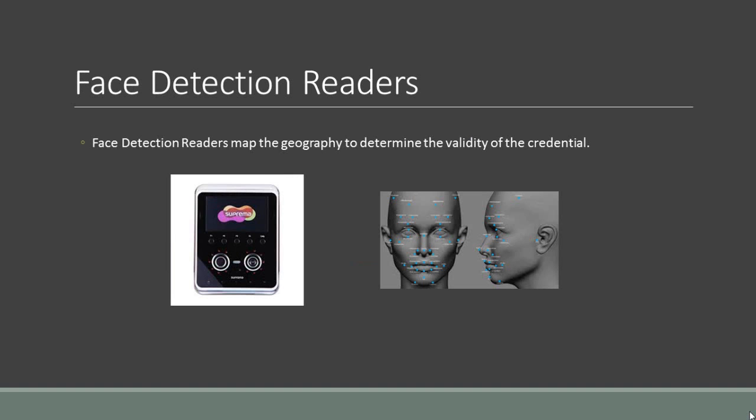Face detection readers. Face detection readers map the geography of a person's face to determine the validity of the credential. As seen on the right, there are approximately 23 points that are identified with a face detection reader. If you do not meet all 23 points, then your credential is not valid.